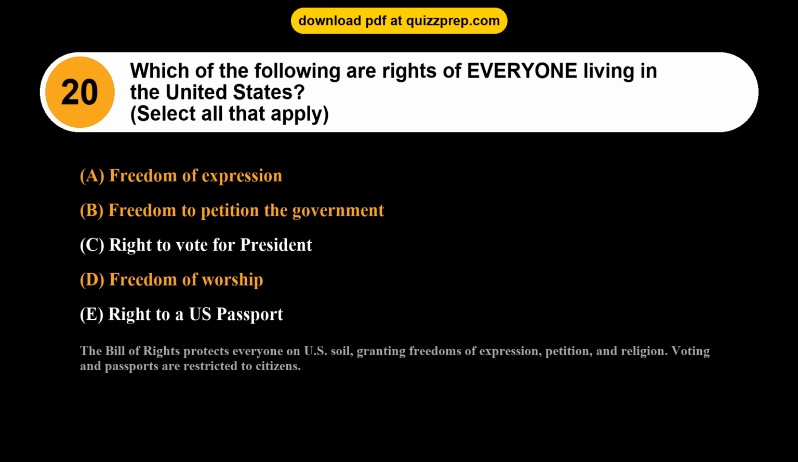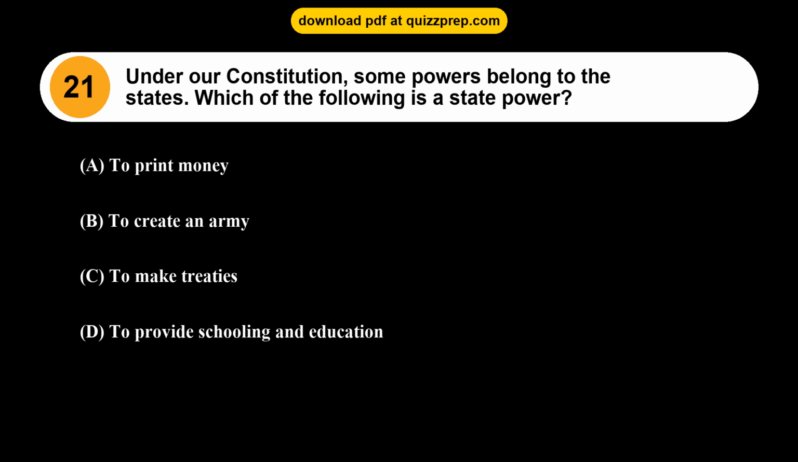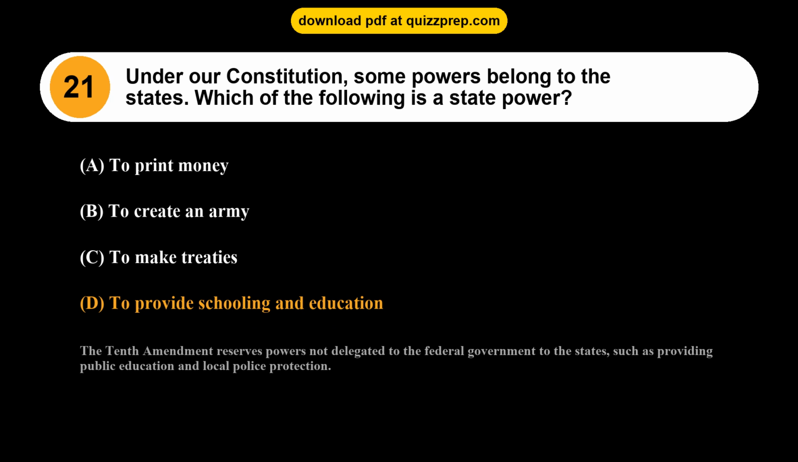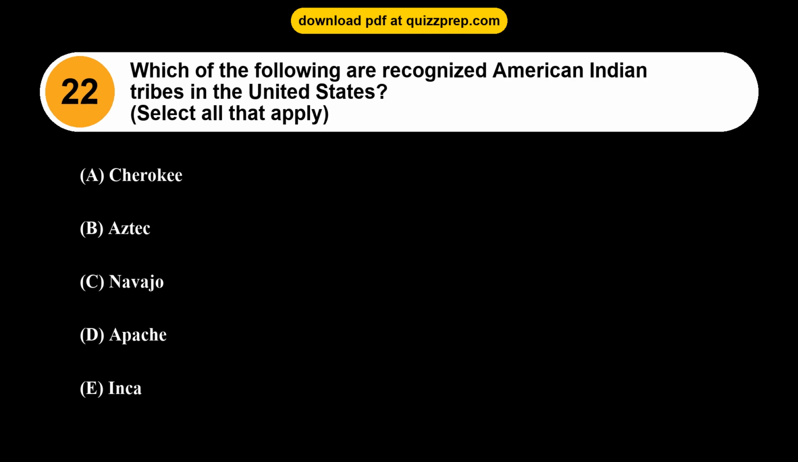Question 21. Under our Constitution, some powers belong to the states. Which of the following is a state power? Option A, to print money. Option B, to create an army. Option C, to make treaties. Option D, to provide schooling and education. The correct answer is option D, to provide schooling and education. The 10th Amendment reserves powers not delegated to the federal government to the states, such as providing public education and local police protection.